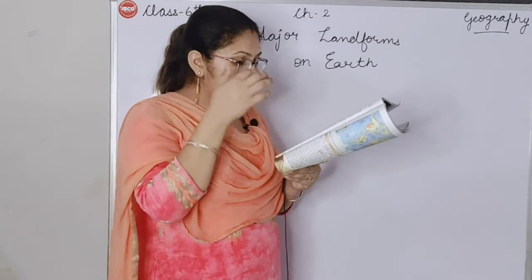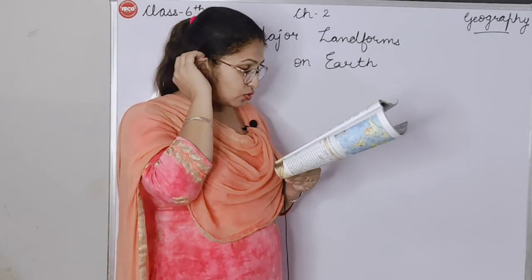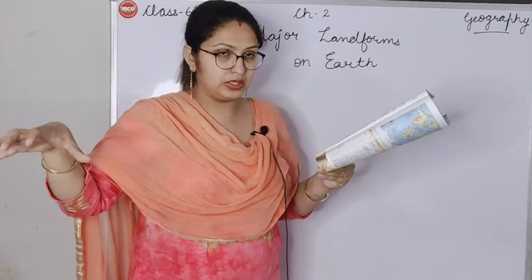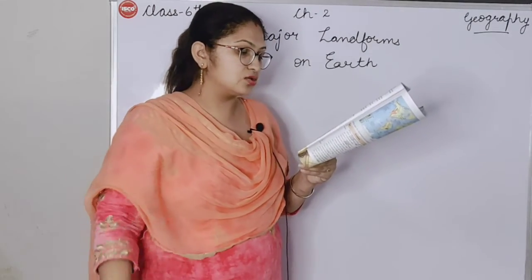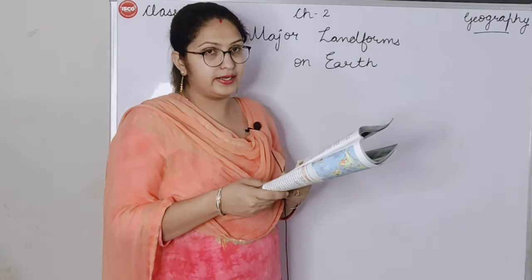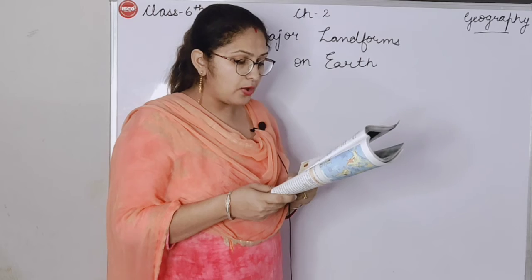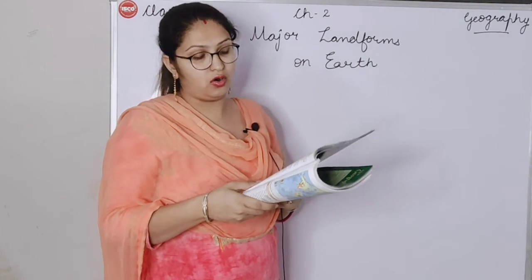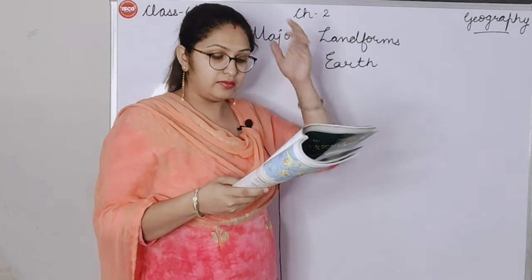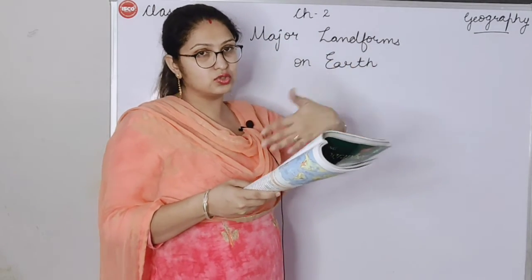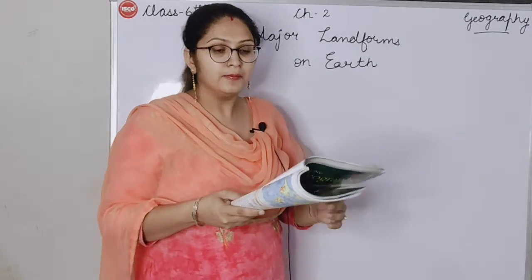A series of mountains in the form of a chain is known as a mountain range. When there is a series, one after another, that is known as a mountain range, like the Himalayan mountain range or the Andes mountain range. Mount Kilimanjaro is an example of a single mountain peak. There is no series of mountains, it is just a single mountain.